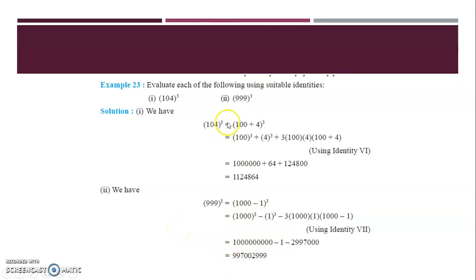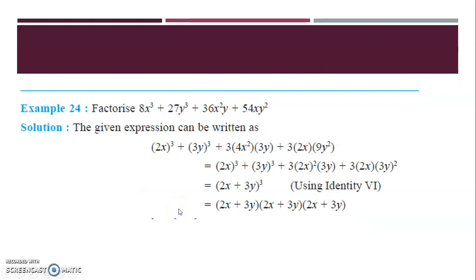Okay, so this is also another example or an application of the identities x plus y the whole cube and x minus y the whole cube. Another example of the use of identities would be factorization. So we have 8x cube plus 27y cube plus 3x square y plus 54xy square.